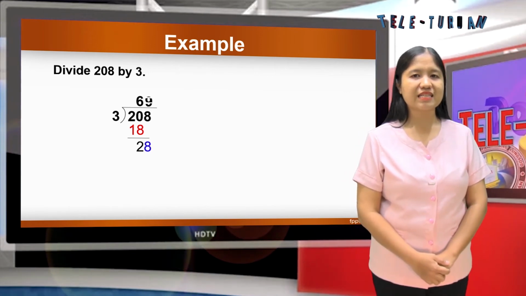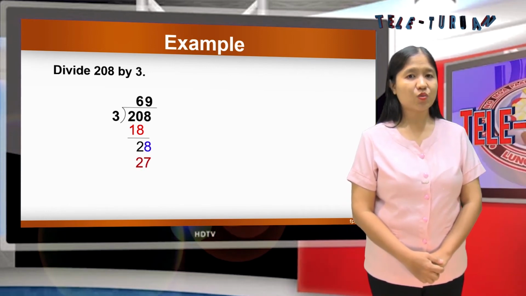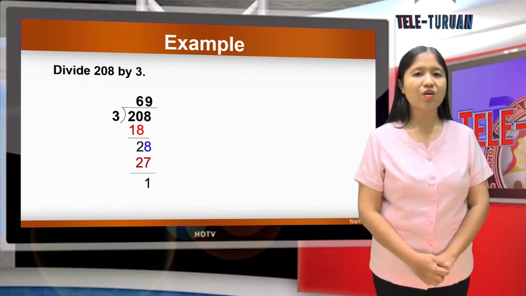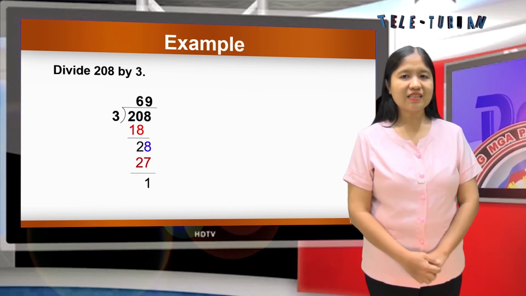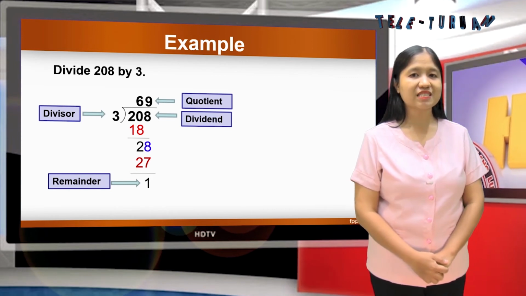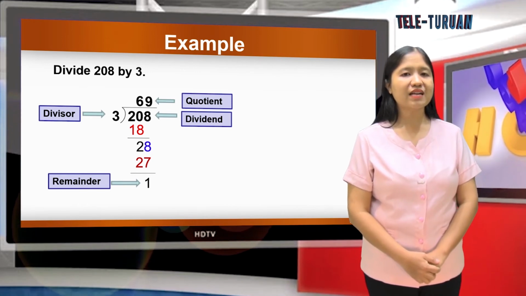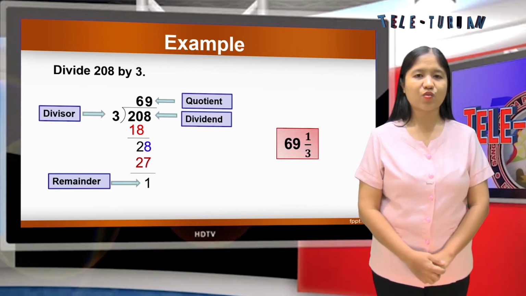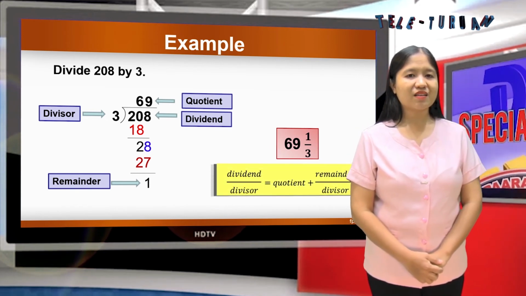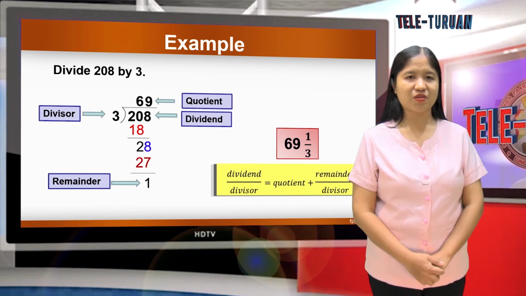28 divided by 3 is 9. 9 times 3 is 27. Then, 28 minus 27 is 1. 1 is less than the divisor, so we are going to stop. In the given example, the dividend is 208, the divisor is 3, the quotient is 69, and the remainder is 1. Our final answer is 69 and 1/3. Generally, you can write dividend divided by divisor is equal to quotient plus remainder over divisor.